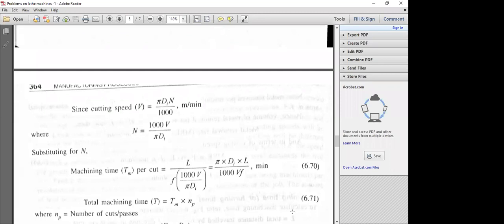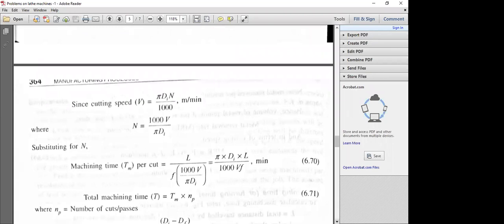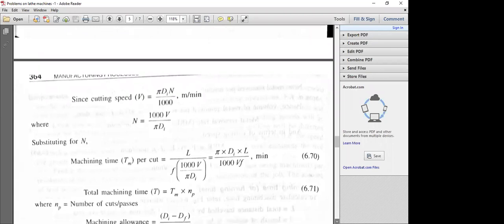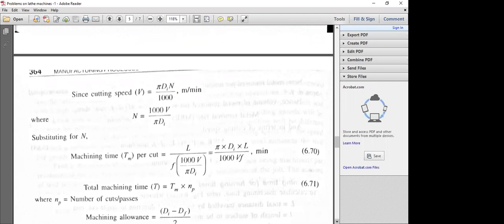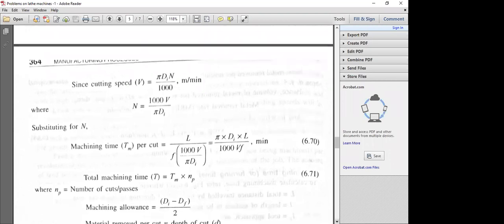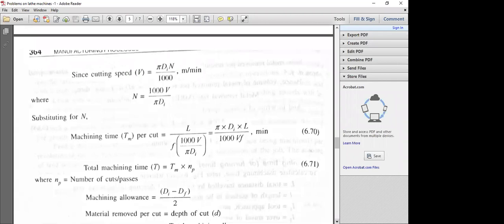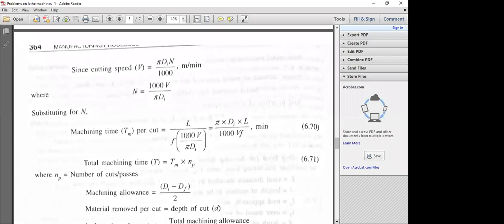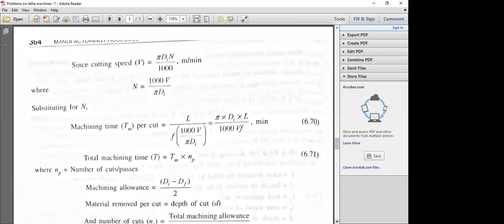But what is the total machining time? This is only the machining time per cut, TM. Total machining time is the product of machining time per cut into NP. What is NP? Number of cuts or passes. So you have to calculate the machining allowance. Machining allowance is the initial diameter minus final diameter by 2. So what is the material removed per cut? Material removed per cut is nothing but the depth of cut d.